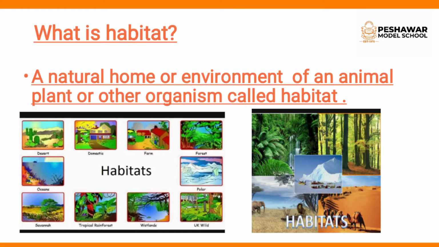Now habitat. What is habitat? A natural home or environment of an animal, plant or other organism is called habitat. A place or location where an organism lives and exists. Another definition of the word habitat is the place where an animal lives. It may be land, water, air, desert, or forest where an animal eats, lives, grows, and brings up its babies.